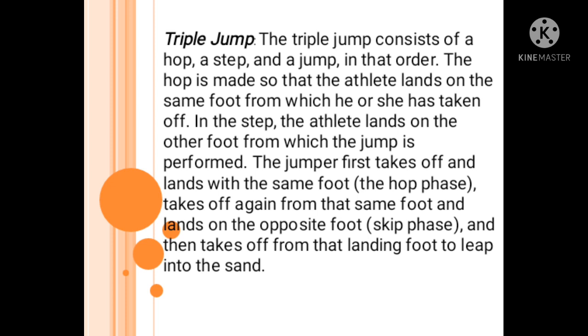Triple jump. The triple jump consists of a hop, a step, and a jump, in that order. In the hop, the athlete lands on the same foot from which he or she took off. In the step, the athlete lands on the other foot. The jumper first takes off and lands with the same foot, takes off again from the same foot and lands on the opposite foot, and then takes off from the landing foot to leap into the sand.